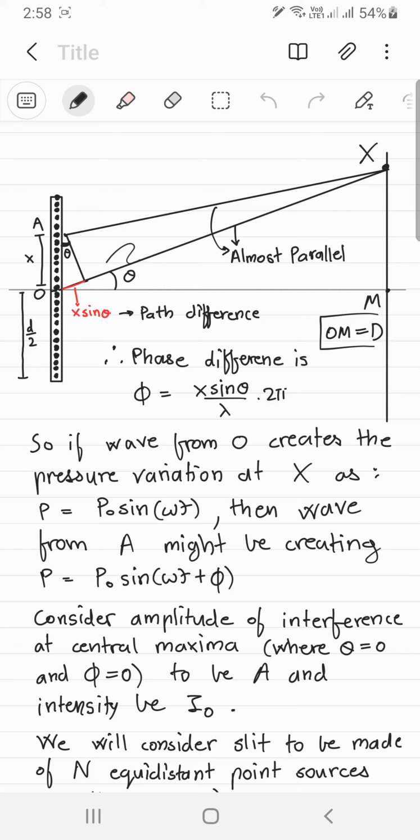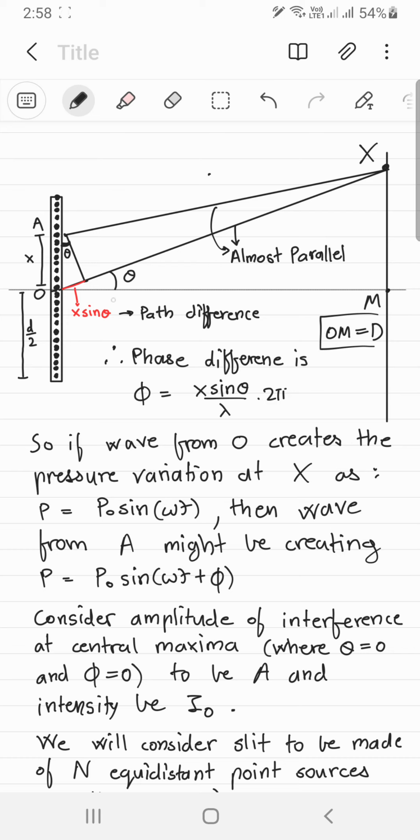This angle is theta. So the ray going from the center, the point O, to whatever point is on the screen, that ray has an angle theta with the horizontal. Since this plate is so small in comparison to the height of this point on the screen, we can assume that these two rays are almost parallel, where of course you are assuming that this capital D distance is very large. So with that assumption, you can do some angle chasing.